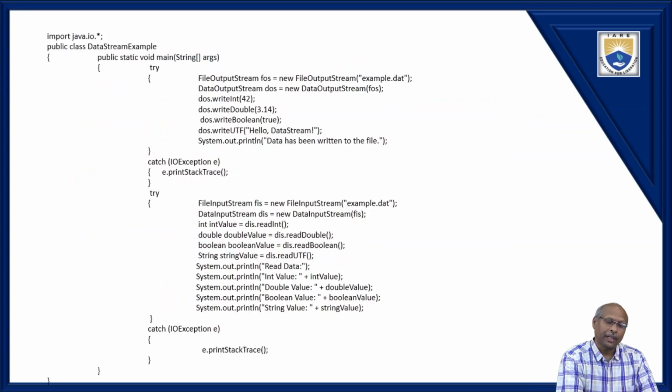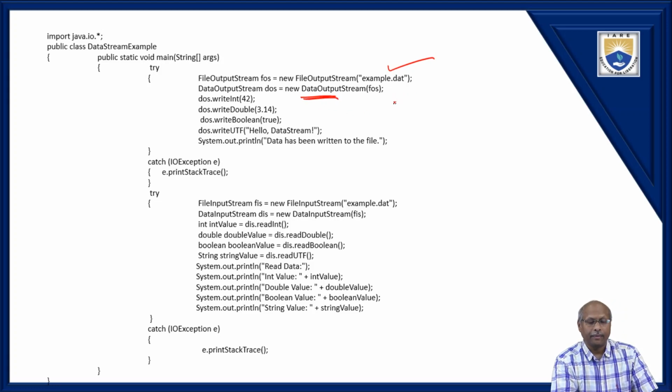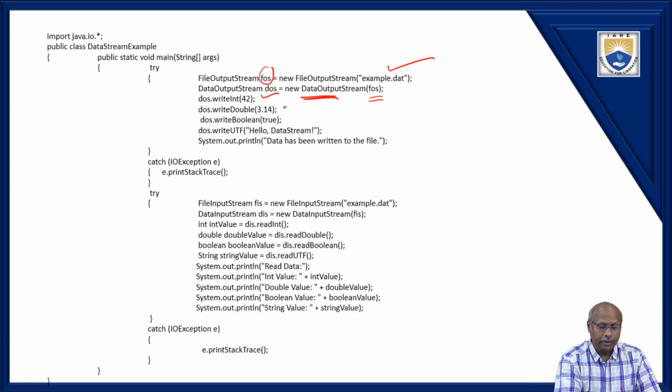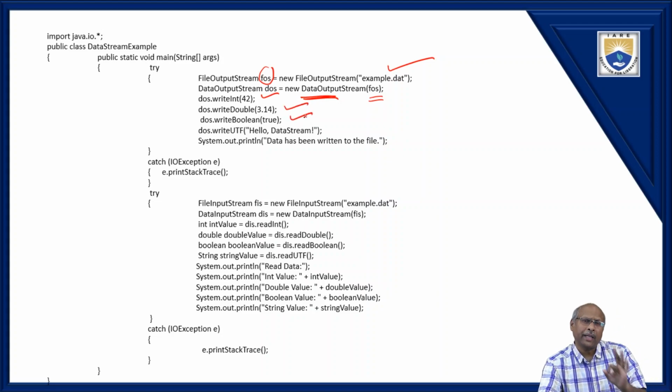Now, how you can write? You see, there is a small program. The file output stream, example.date, this is my file, and my data output stream is linked with the file. FOS is my object. I am writing integer 42, writing double 3.14, writing boolean true. So that means I am writing 3, and one more is write UTF.